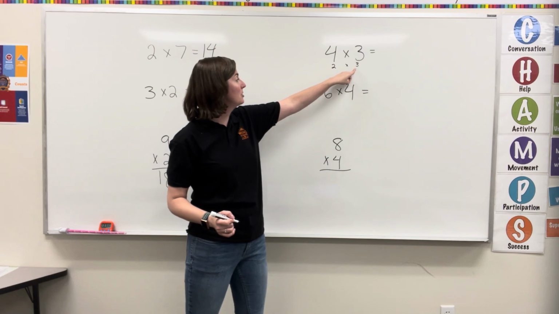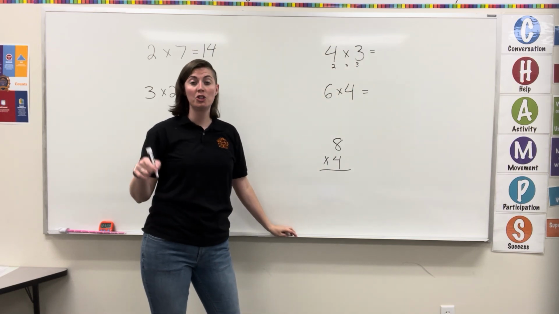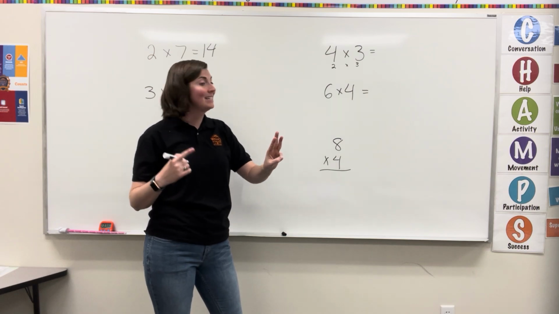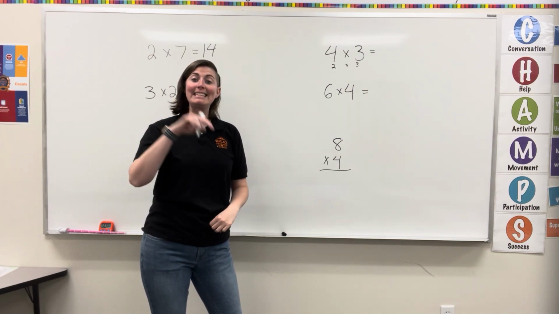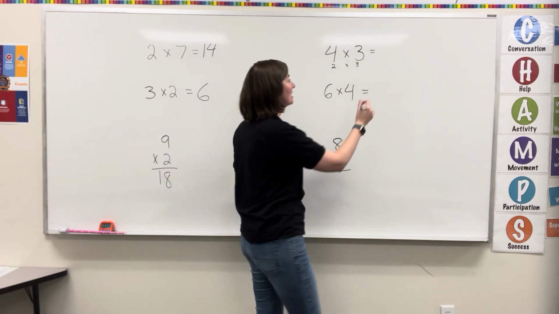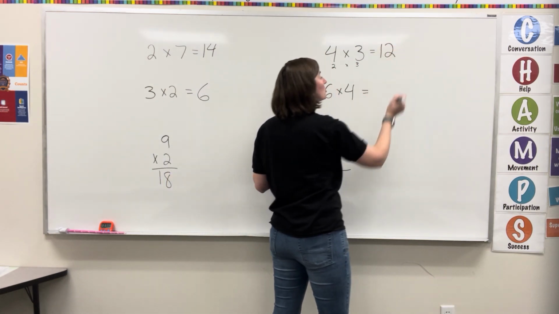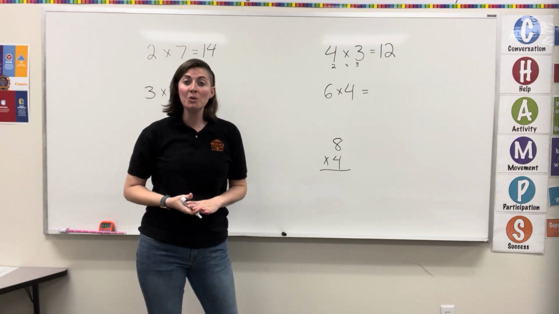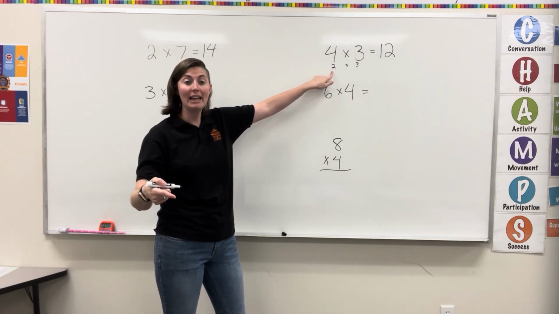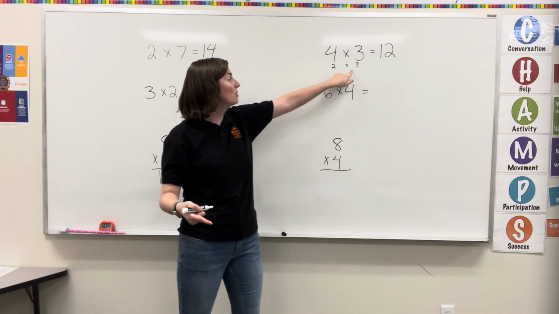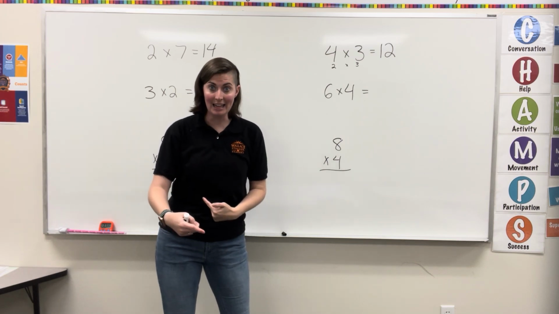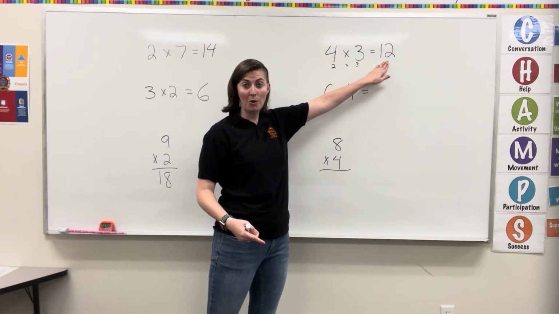So 2 times 3, if I count by 2 3 times, I have 2, 4, 6, but I'm going to double it. What is 6 plus 6? 6 plus 6 gets me 12. We can do this because 2, if we double that, gives us 4. So whatever we multiply by using a 2, we know that if we do it again, we'll get our 4.